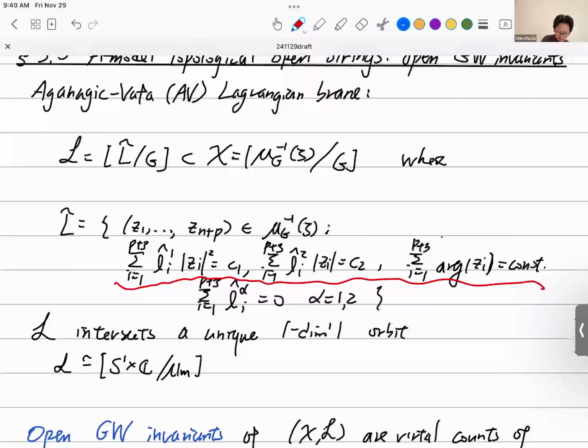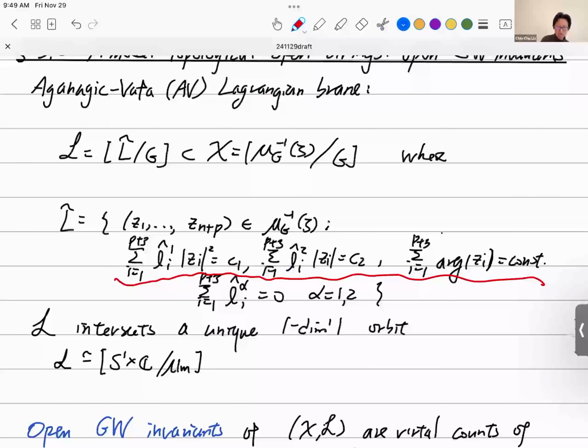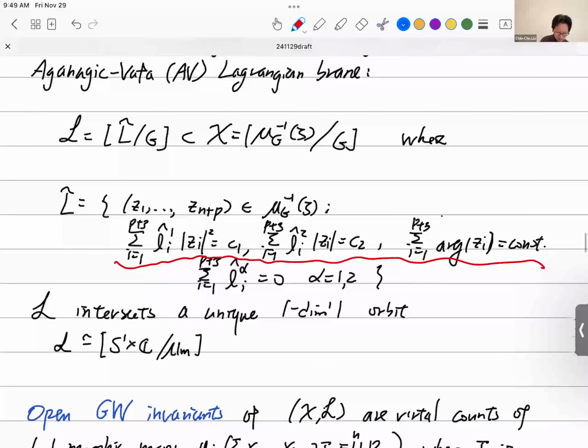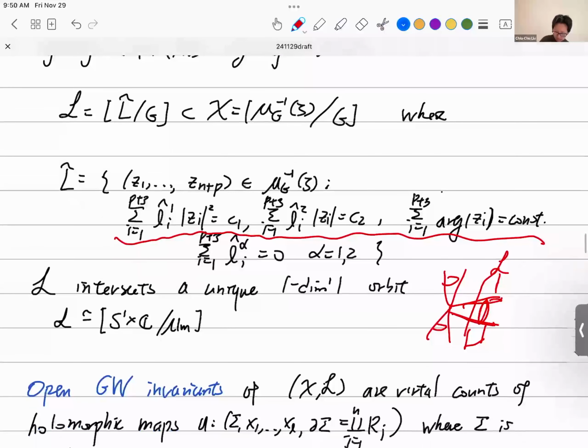And after the quotient, it will be Lagrangian in the sense that it's a three-dimensional submanifold or suborbifold, such that the symplectic form restricts to 0 on this curly L. So in general, this L will intersect a unique one-dimensional orbit.